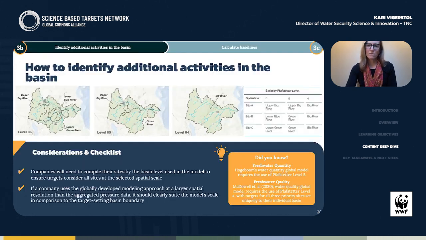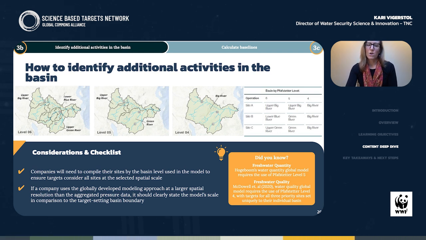To be able to identify additional activities in the basin, companies need to determine which spatial scale to use. This is important to remember, as basins or watersheds or catchments can be defined at different levels of spatial aggregation, and each modeling approach will have a spatial resolution with implications for target setting and site inclusion in that basin.